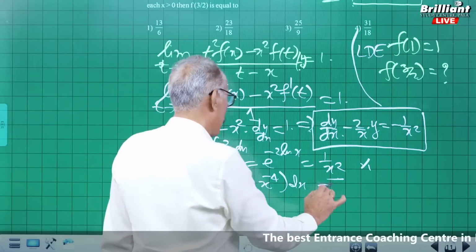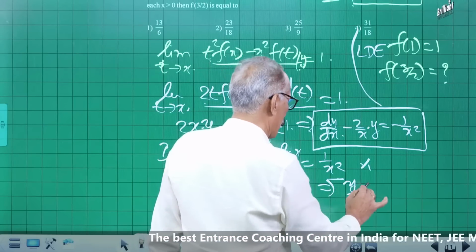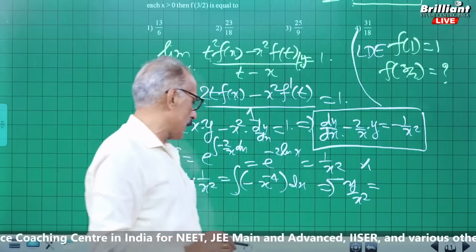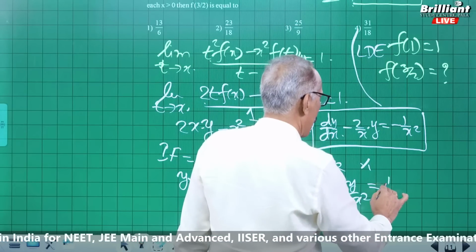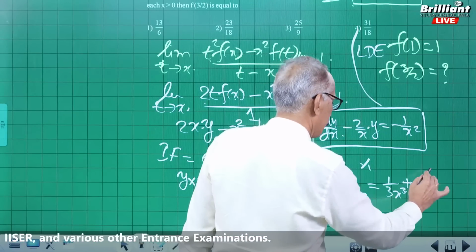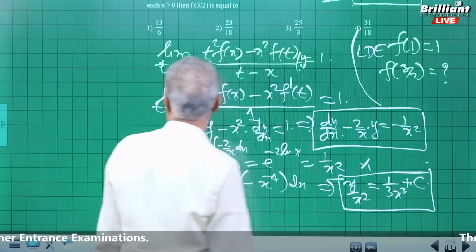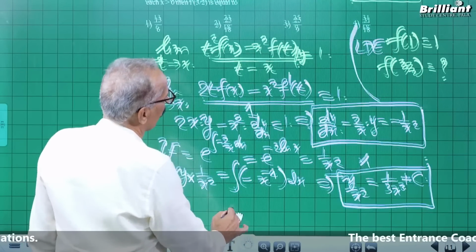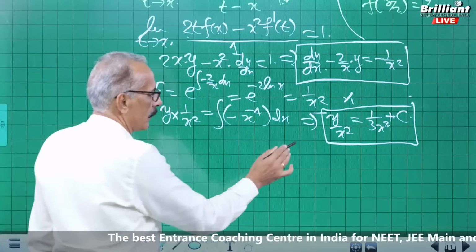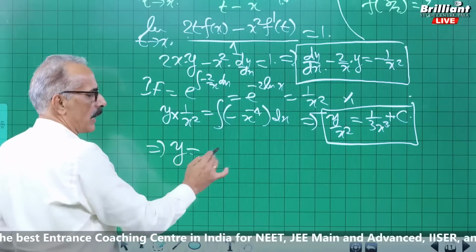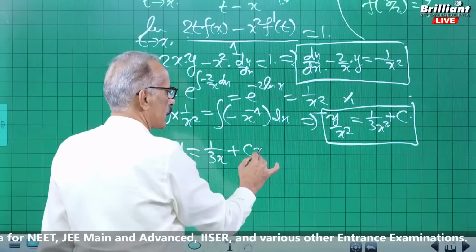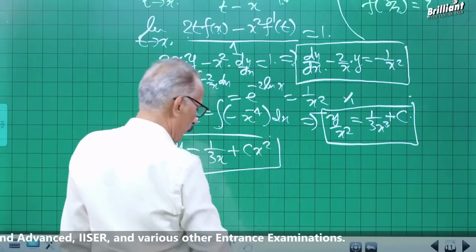Well, and you got y by x square is equal to, what is the integral of x raised to minus 4? X raised to minus 3 by minus 3, isn't it? That will become what there? 1 by 3x cube plus what there then? C. That's the general solution of this. Again, now general solution we got. We will move to this. That is, this implies y is equal to, that is multiplied by x square, 1 divided by 3x plus cx square. That's a general equation.